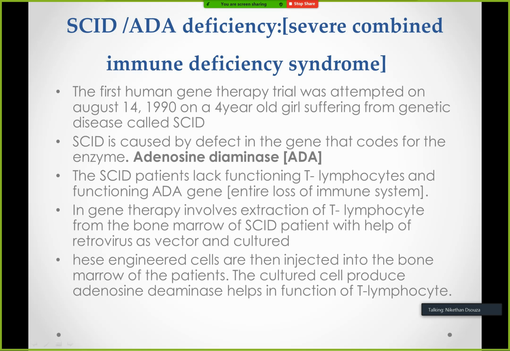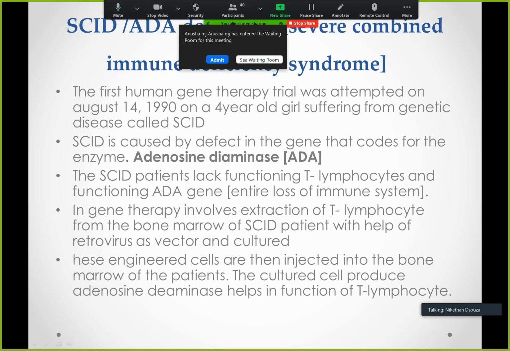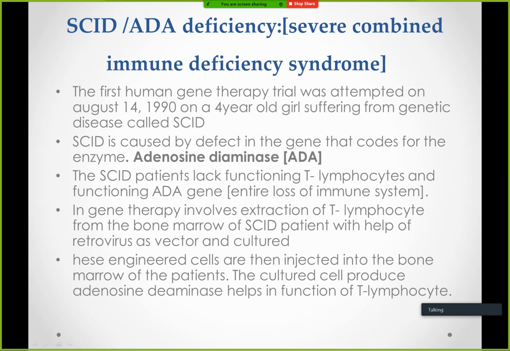If we lack T lymphocytes, then any infection which enters the body meets an entire loss of immune system, which doesn't block the infection, and the patient gets infected and dies because of even silly infections. Okay, how can we overcome this? That is, by obtaining a healthy gene of the adenosine deaminase enzyme.